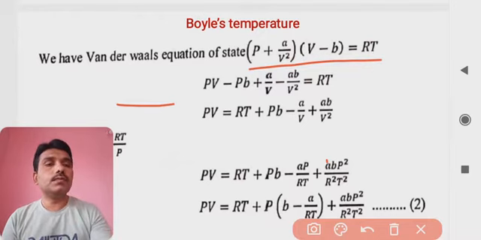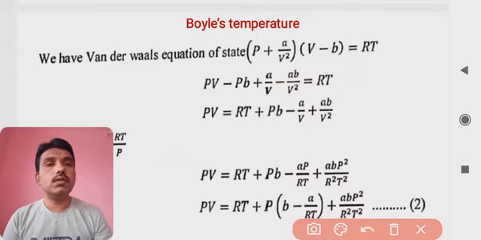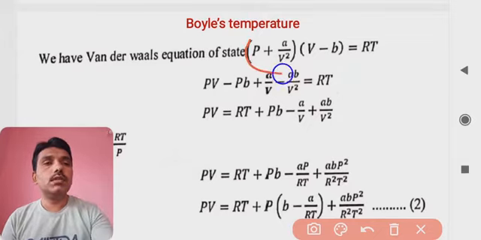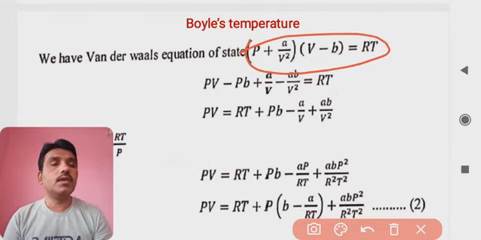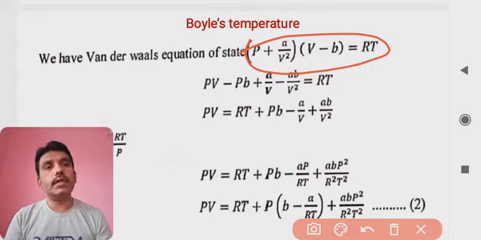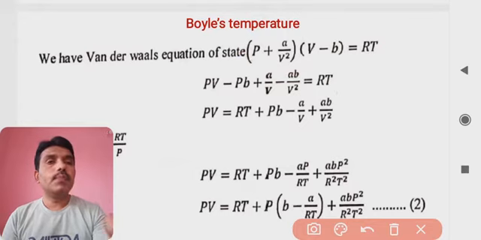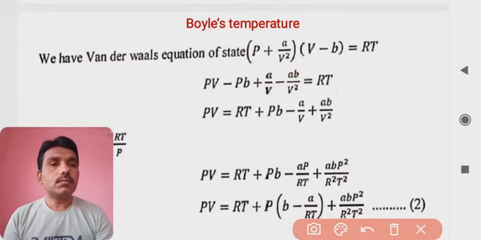So here according to the van der Waals equation of state, we have the relationship (P plus a by V square) into (V minus b) is equal to RT, where a and b are constants, P is the pressure, V is the volume, R is the gas constant, and T is the temperature. So here a little bit of adjustments or summations are to be done.